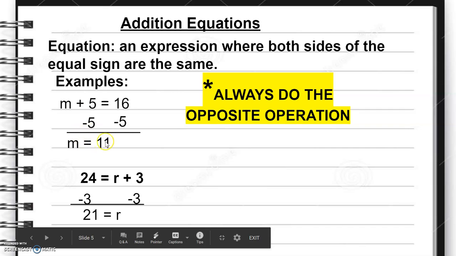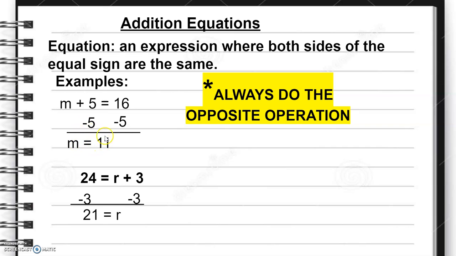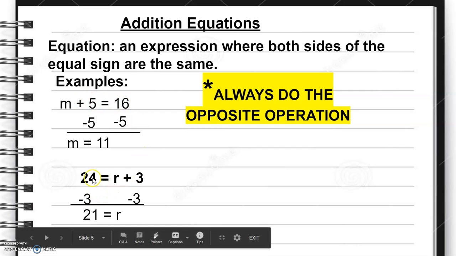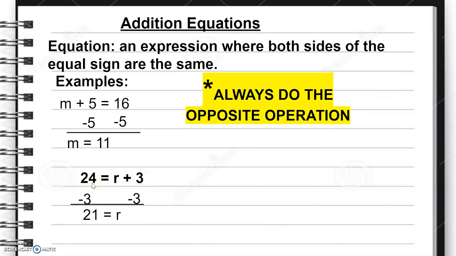Now, how can we find out if this is true? Well, if you go ahead and put m equals 11, and you put this here, 11 plus 5, would that equal 16? Yes. So these are equivalent. They are equal, therefore, you have solved the problem. Over here, same thing. If r equals 21, let's see if that's true. 21 plus 3, does that equal 24? The answer would be yes.